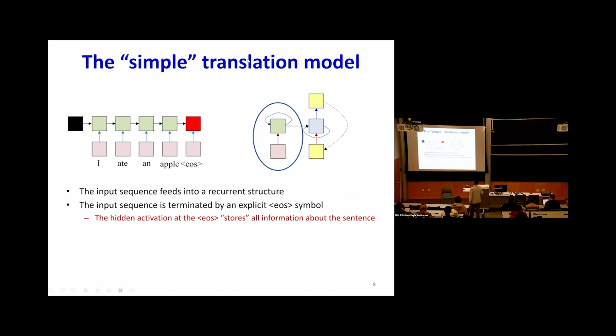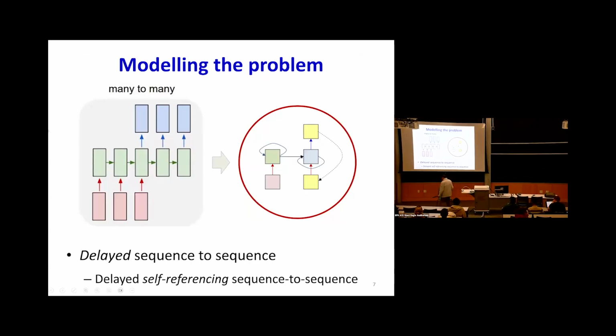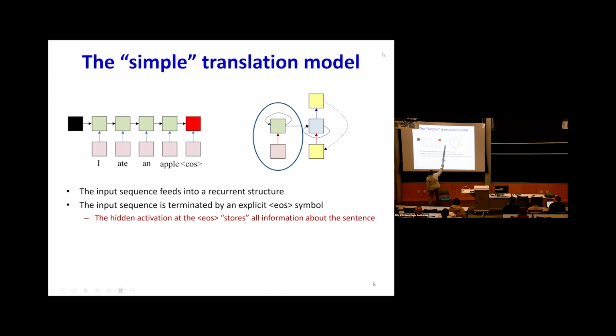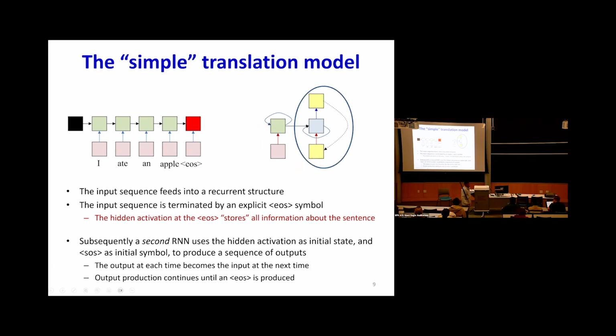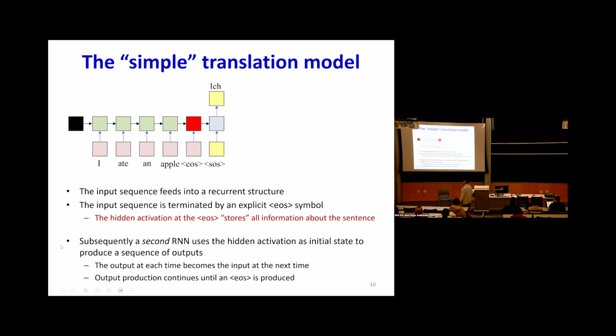This was what we call the simple translation model, where the input went in and was analyzed, and we got a hidden representation out here. This hidden activation at the end of sequence marker for the input stores all the information about the sentence, and this was then sent to the second recurrent network, or decoder, which generated the output. And the decoder produces the output one word at a time.